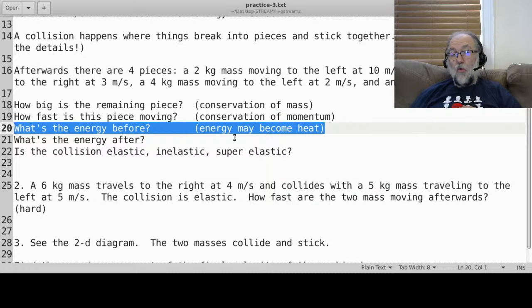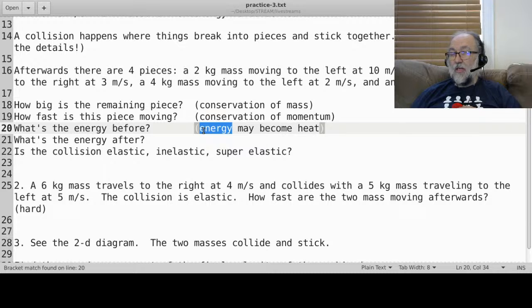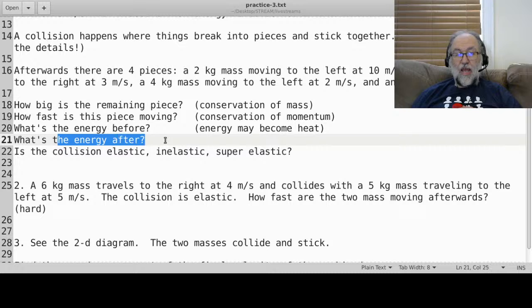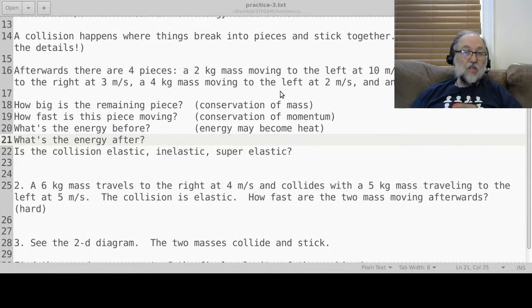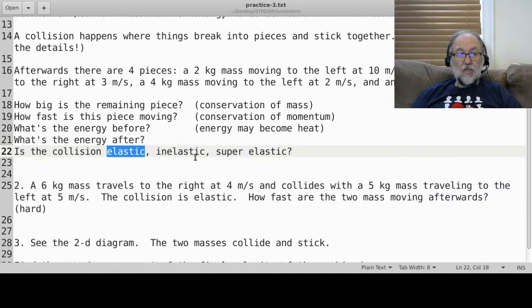What is the energy before? And I didn't say conservation of energy because energy might become heat. Okay, so let's not assume that the energy before and the energy after are the same. And if they're not, you have 3 possibilities. Either the energy before and after are the same. I guess that's one of the possibilities. Okay, don't assume it, but it is a possibility, in which case it's an elastic collision.